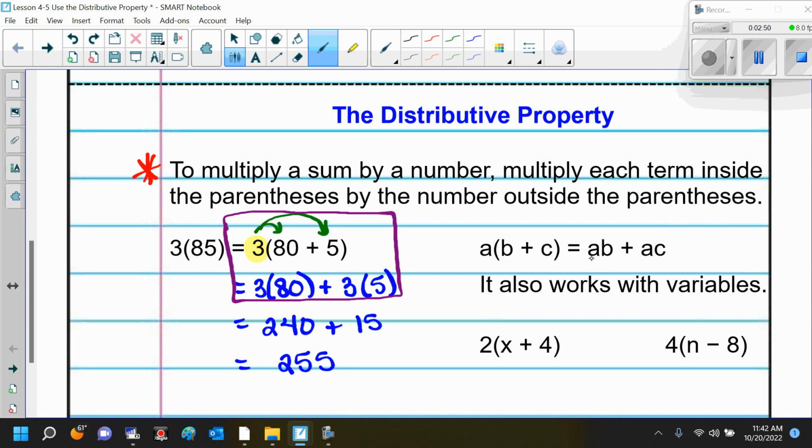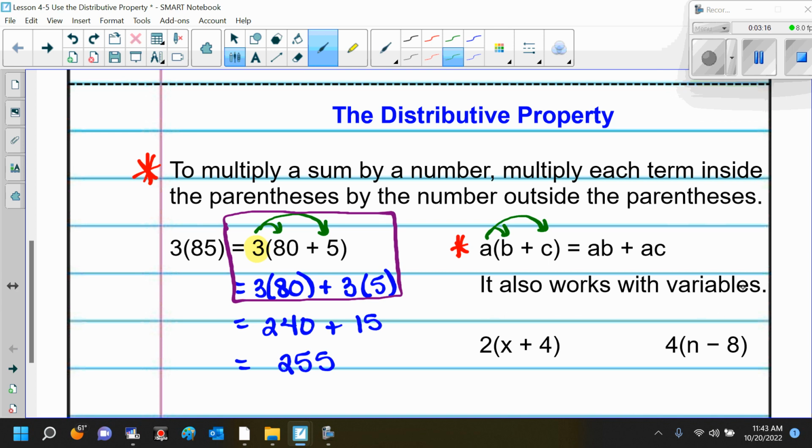And it also works with variables. You guys, this is the general term. This is like the formula for the distributive property. If you have the A on the outside, you're going to multiply that times the B. A times B is AB. Then you're going to multiply the A times the C. A times C is AC. And then you're going to add those together. Is everybody clear? All right.